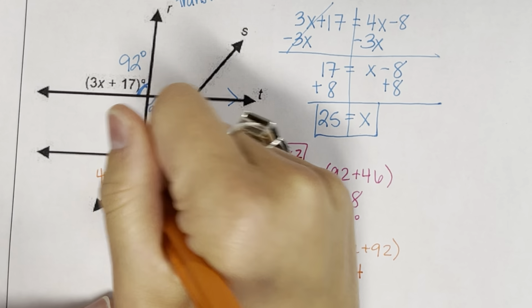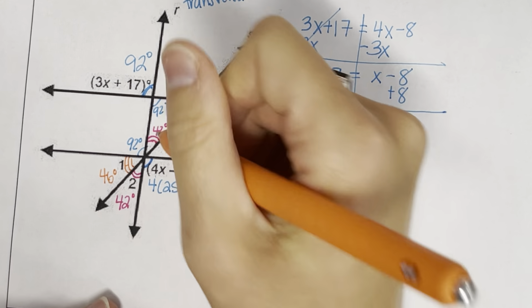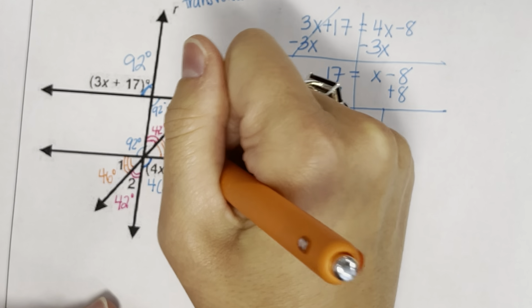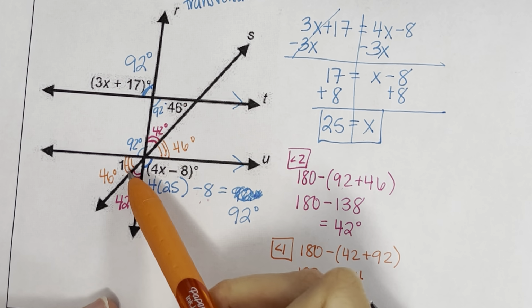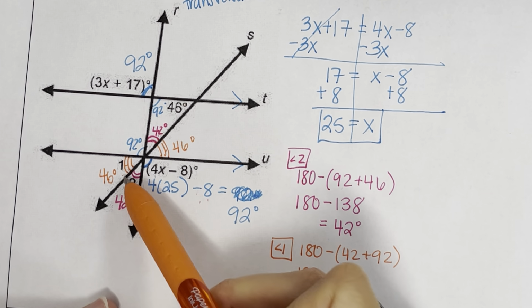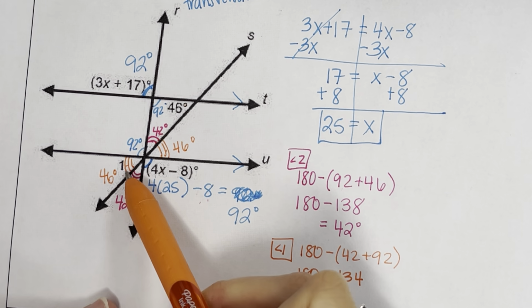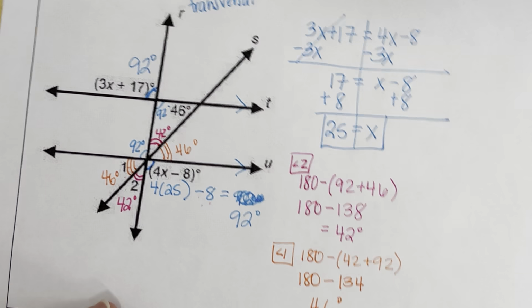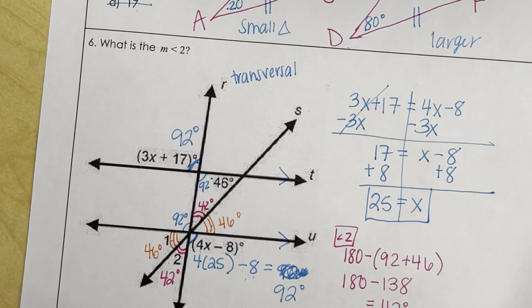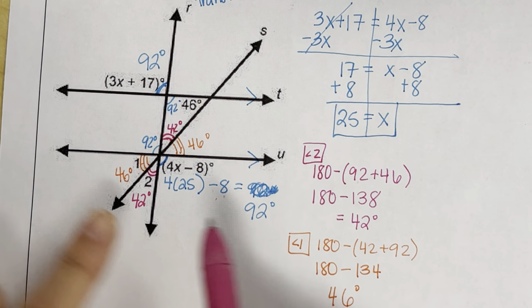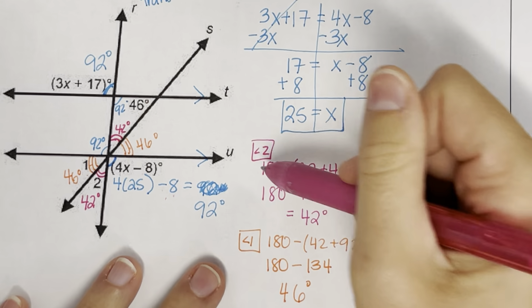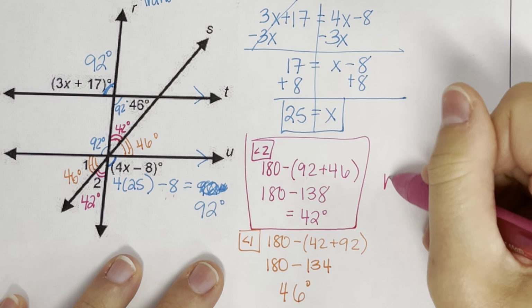And then if I go directly across from it, its vertical angle is also 46 degrees. And guess what? I actually didn't even need to do that math because look right here, 46 and angle 1, these are corresponding angles. They're in the same position, so they ended up being exactly the same. So the question asks me to find the measure of angle 2, and actually look at that, I did all that work, I didn't even need to do that one. The measure of angle 2 is 42 degrees.